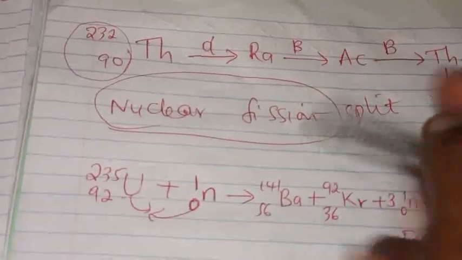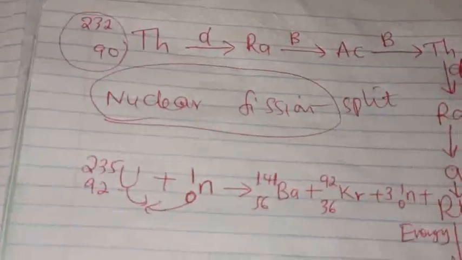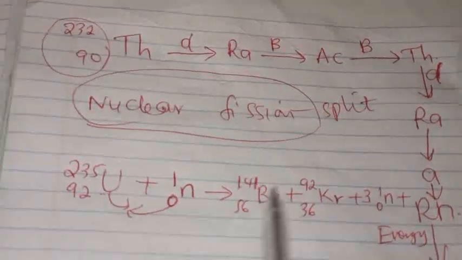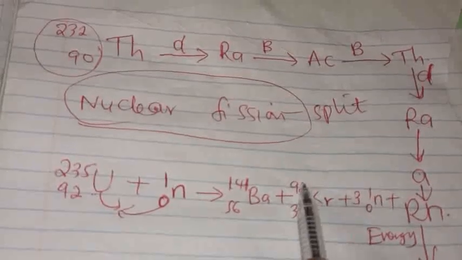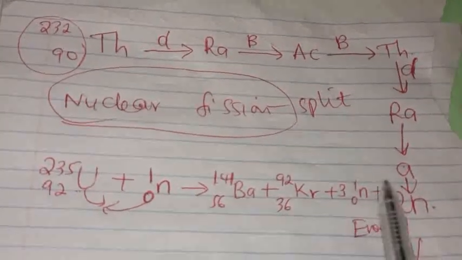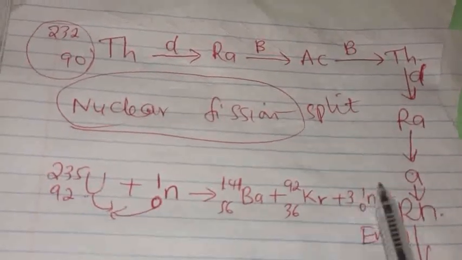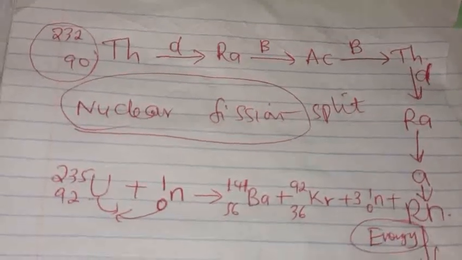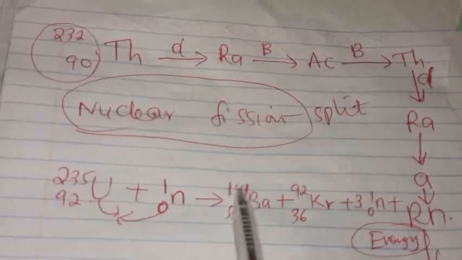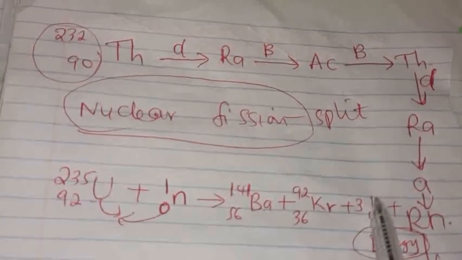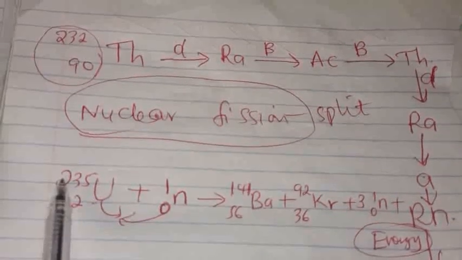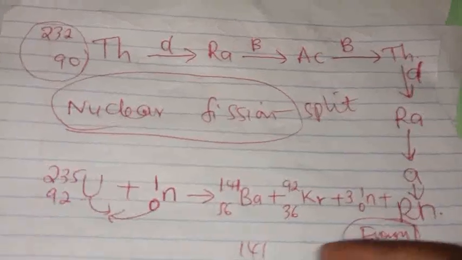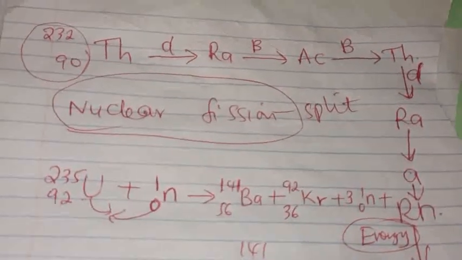If it gets bombarded, it splits to form barium with mass number 141, atomic number 56, and krypton with mass number 92 and atomic number 36, and it also ends up producing three neutrons. 1, 0 is a neutron, but there are three of them. Then a large amount of energy is also produced. So if you say 141 plus 92 plus 3 times 1, it must give you 235. Correct? Those are the mass numbers.